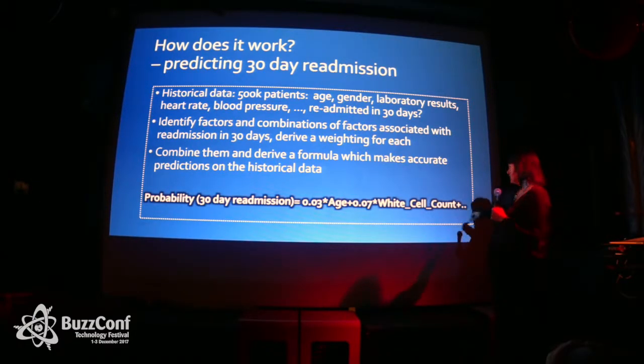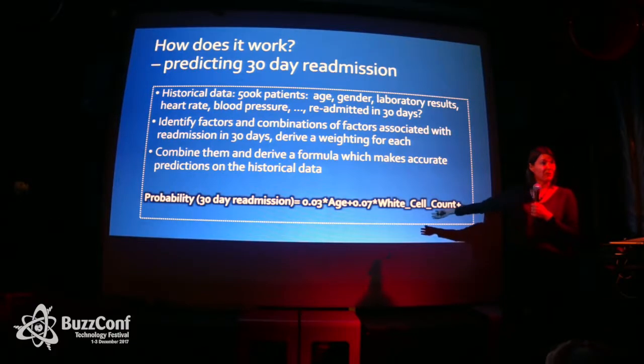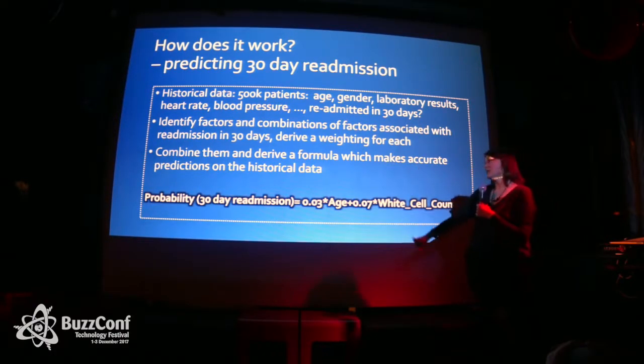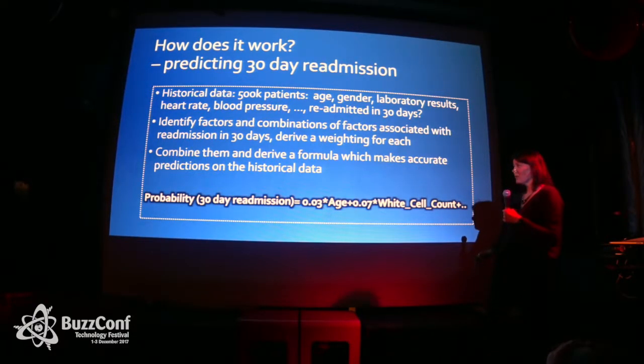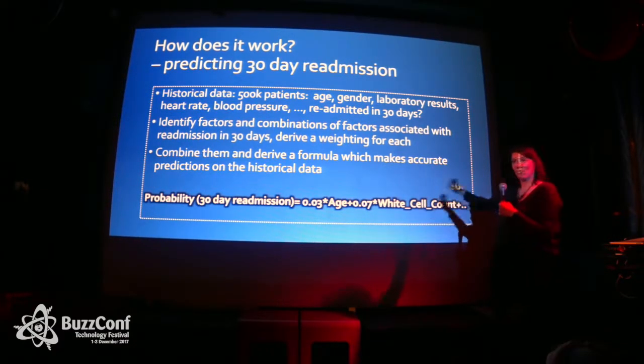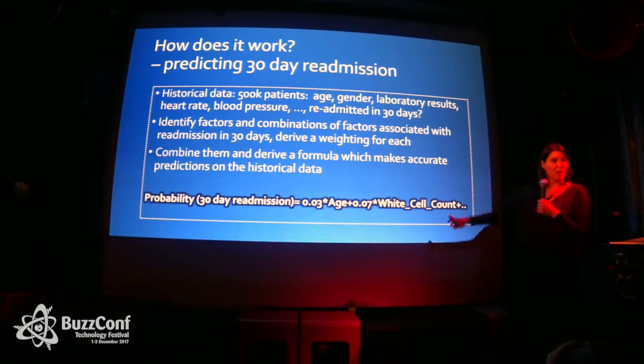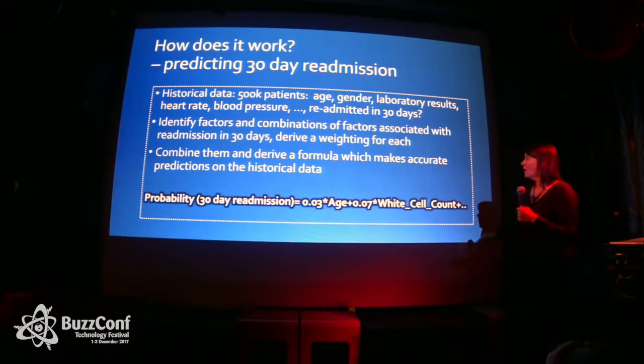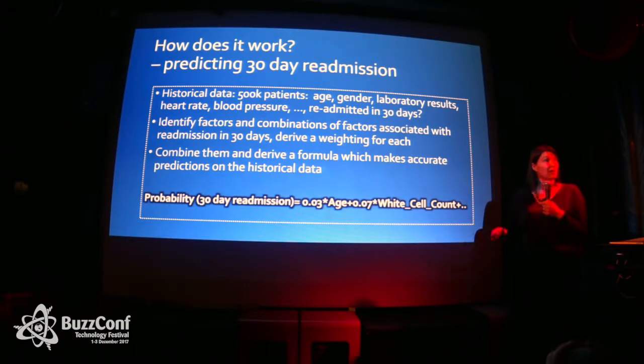And so it might look something like this. Obviously, I've cut off most of the factors, but maybe it's 0.03 times the person's age, plus 0.07 times their white cell count, plus some weight on some other laboratory result, and so on and so forth. That's the basic approach that we use.